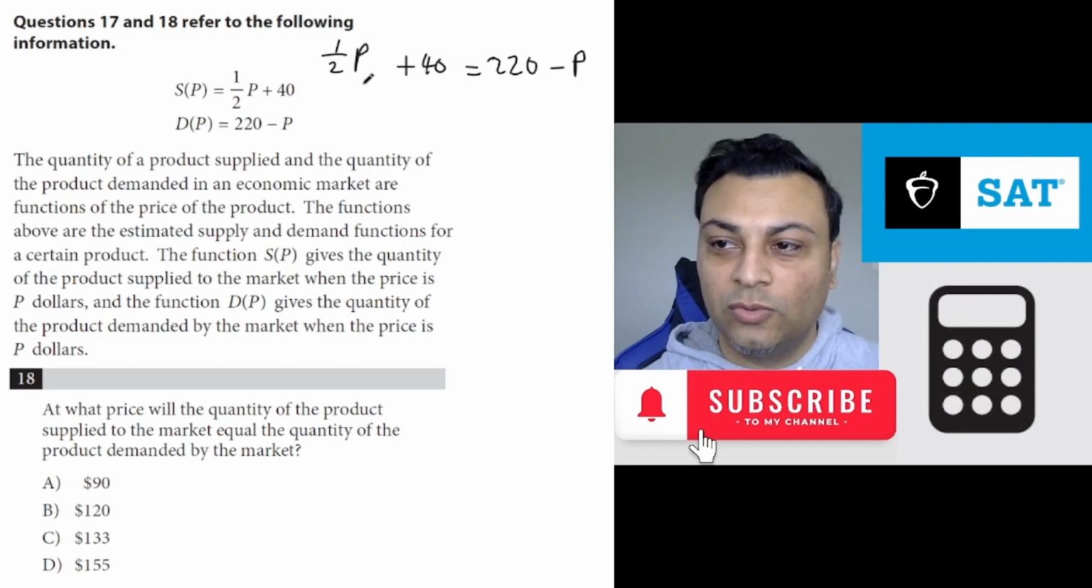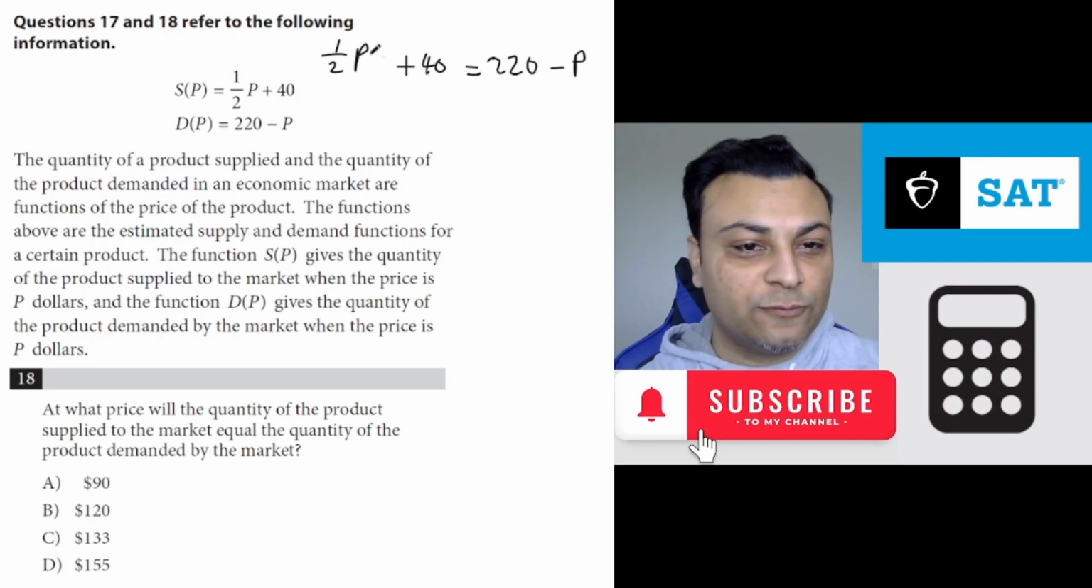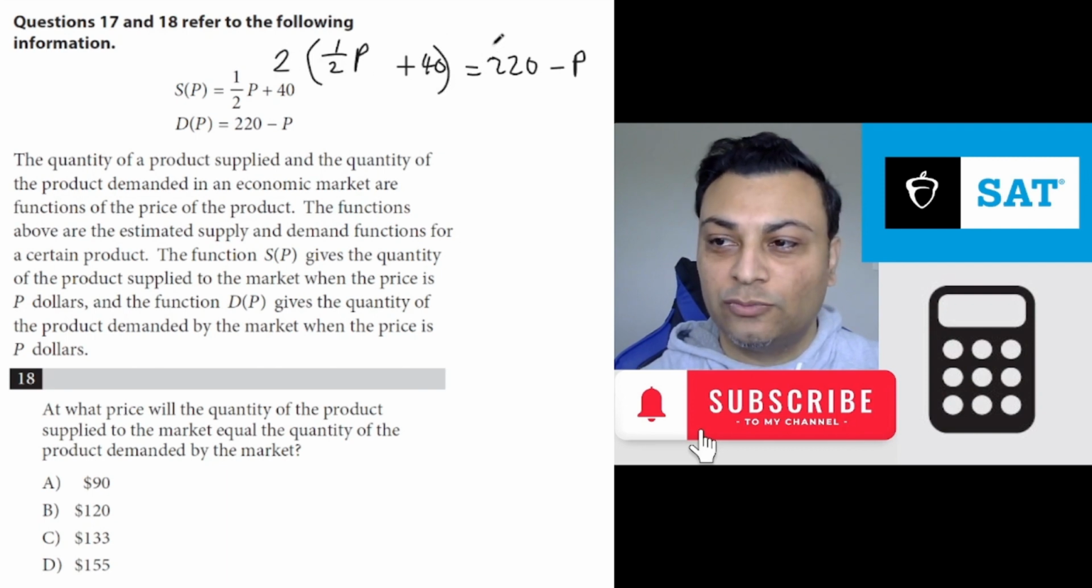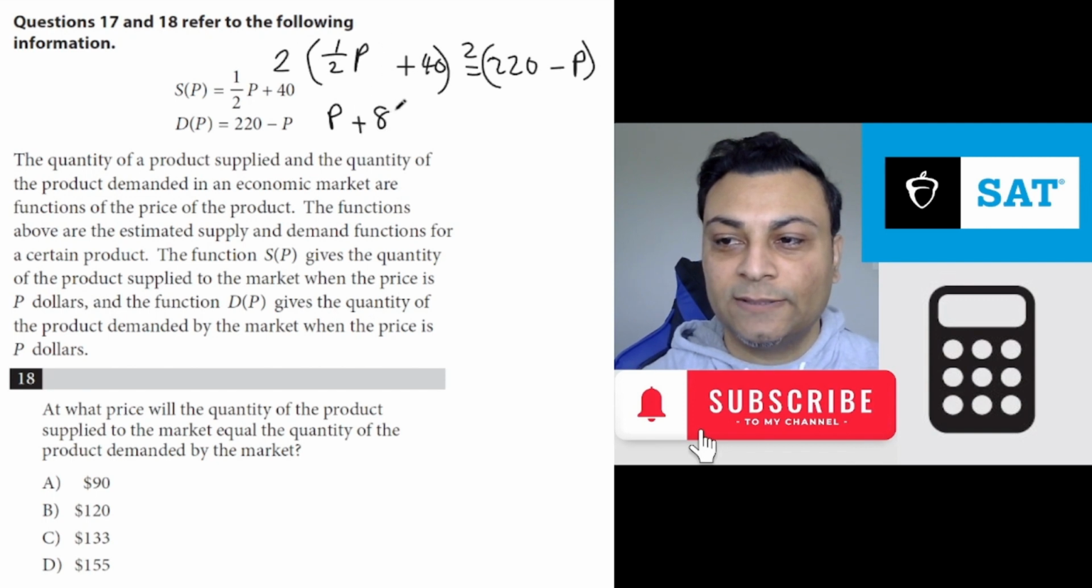Okay, so one way to do it is to keep working with fractions all the way, but there's a way to do it where you remove all the fractions. So what we'll do is we'll multiply everything we have by 2, which is the denominator right here. This will remove all the fractions so you can work with integers. 2 times half P is 1P. 2 times 40 is 80. We distribute this 2. 2 times 220 is 440. You can use a calculator. And then minus 2p because we distribute this 2.